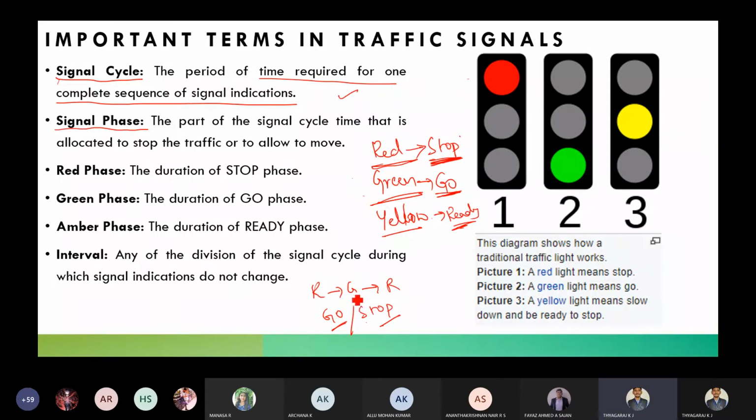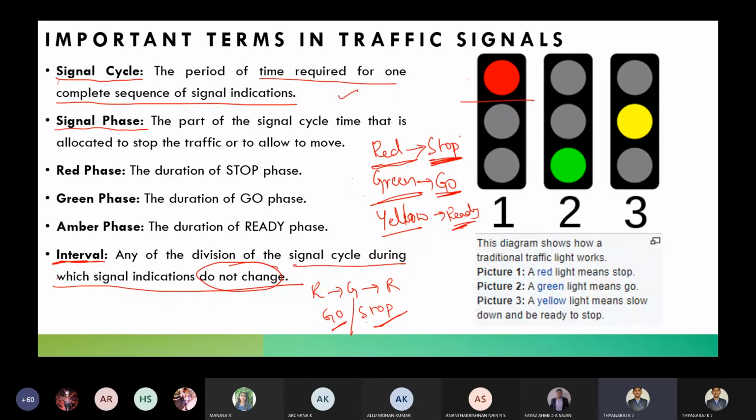When the signal turns from green to yellow, then yellow to red, we call it the stop phase. And interval means any of the divisions of the signal cycle during which the signal indication does not change. In some traffic signals there will be no change in the color for so many seconds, and that we call the interval time. So remember, these are some basic important terms in traffic signals.